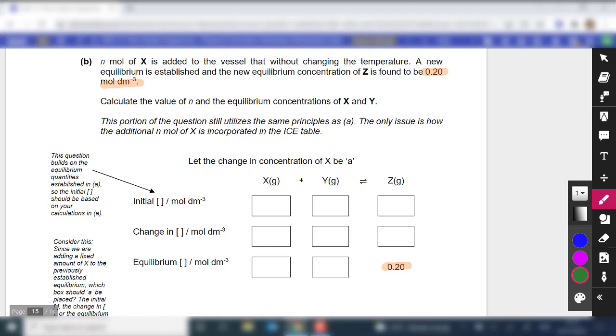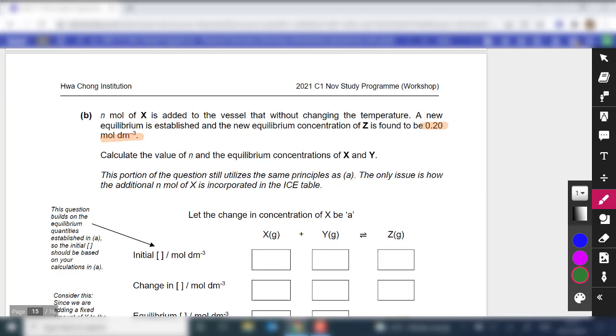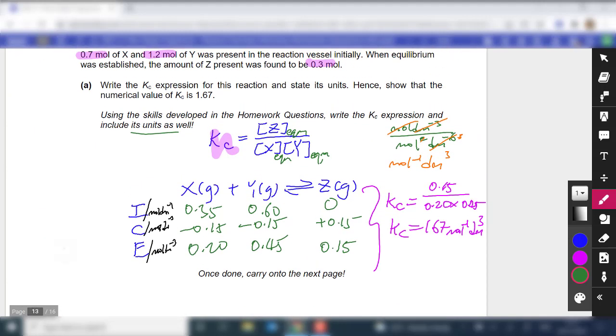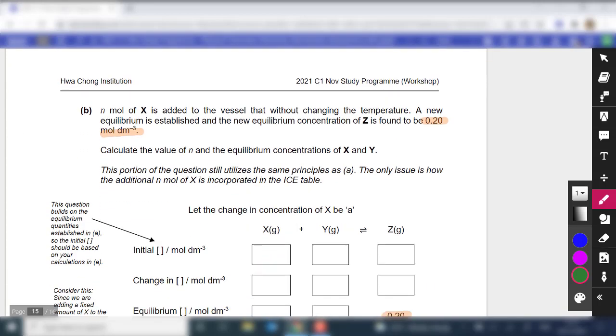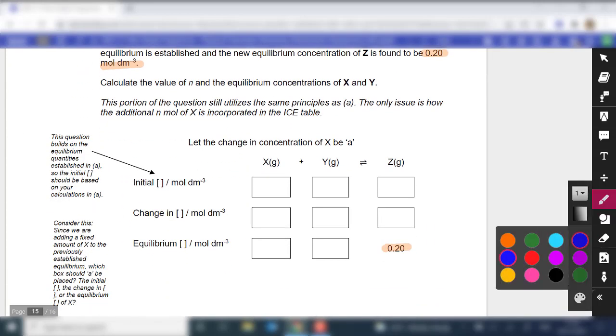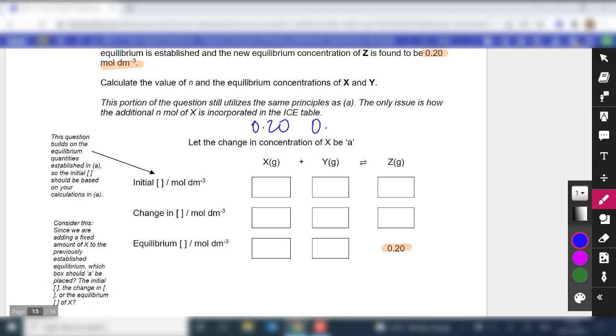Okay, so this is quite an interesting problem. So let us go back to the original problem. So the original problem, you notice that the equilibrium concentration of X and Y has already been established. So that's 0.2, 0.45, and 0.15. So can we just write it out somewhere first to remind ourselves what we had earlier on? So this is 0.20. This is from the earlier equilibrium in blue. 0.45 and 0.15. Okay, so these are from the earlier equilibrium.